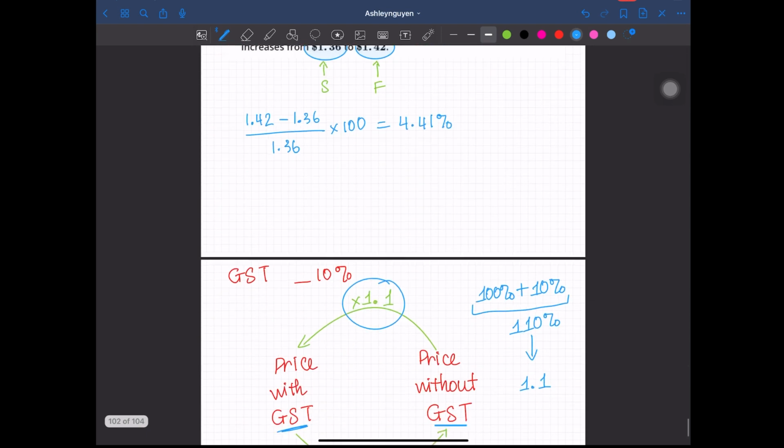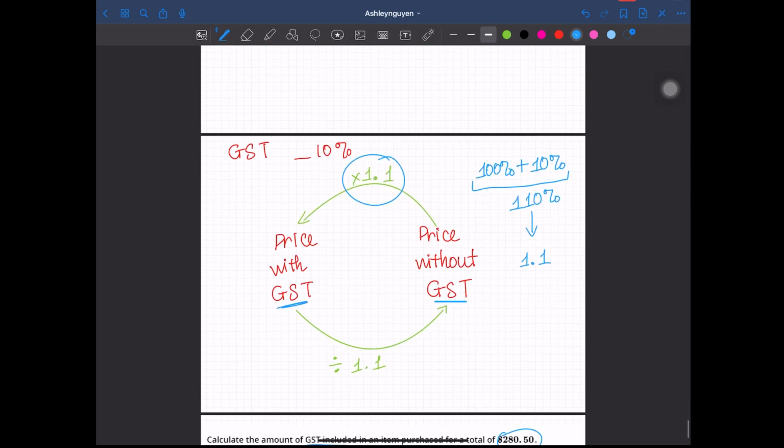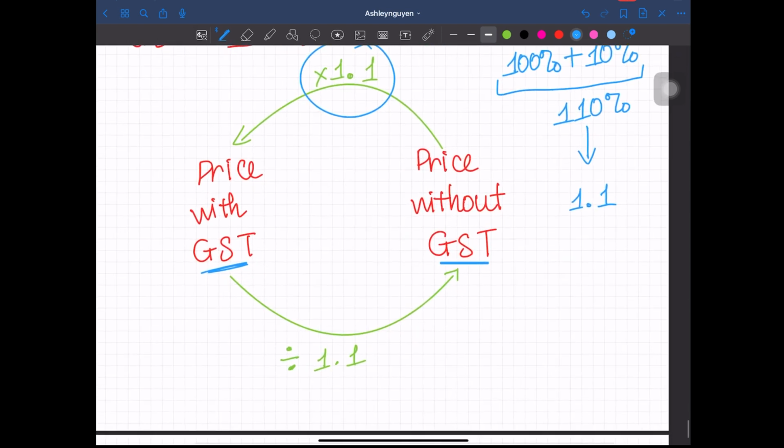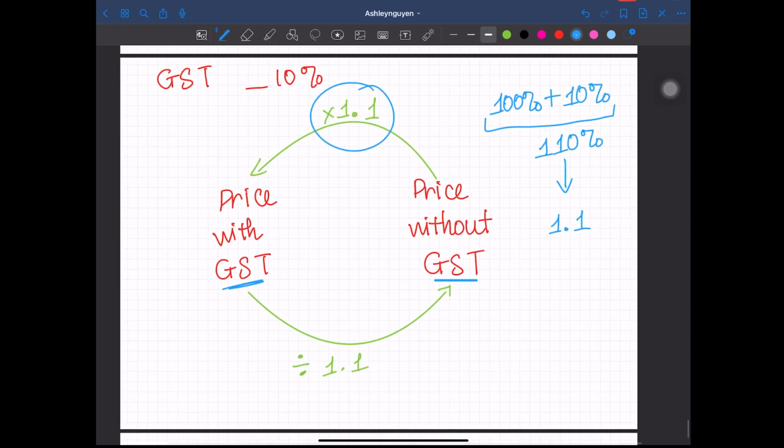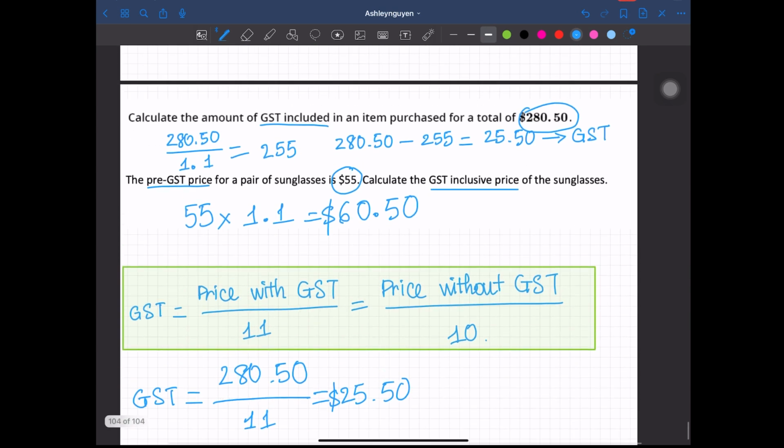And we also learned about GST. We have the formula here about price with GST and price without GST, and how to convert between them. And we have another formula, a little one in the green box here, that gives you how to find GST.